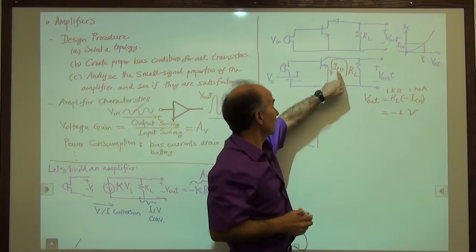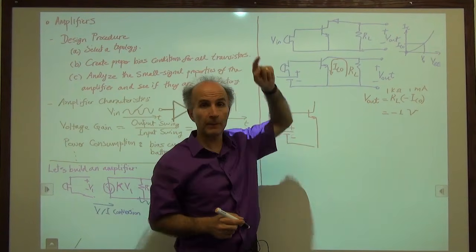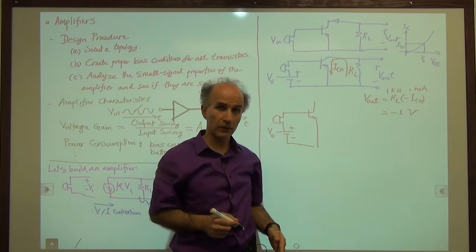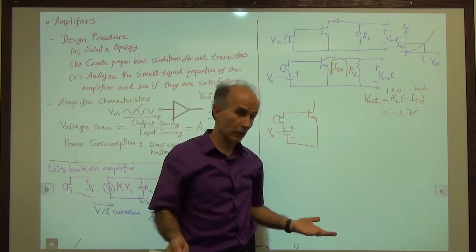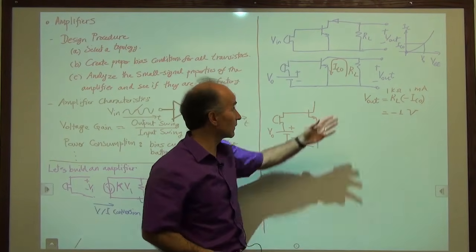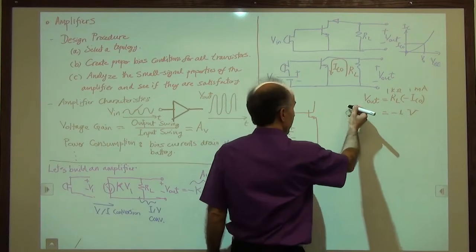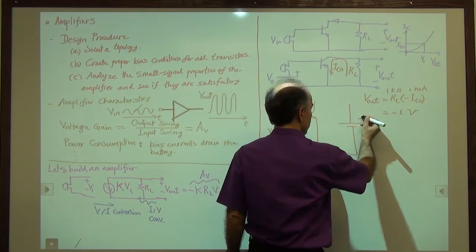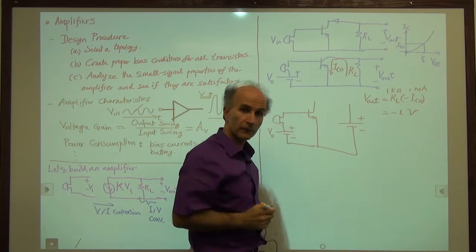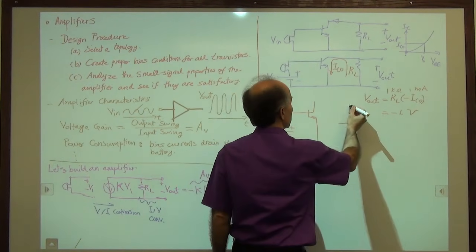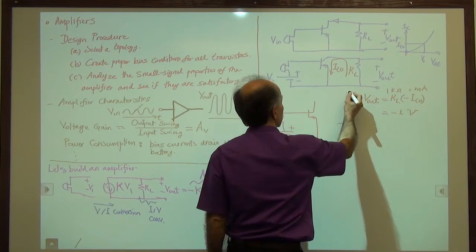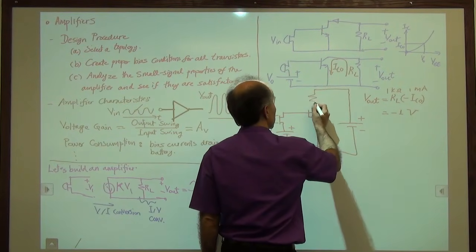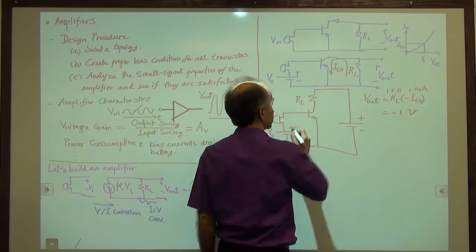And for a current to flow, the current has to go from a positive voltage to a negative voltage. Where do I have a positive voltage? I don't have any positive voltage here in the circuit. So I have to bring another battery that provides that positive voltage, and then use this battery along with a resistor to connect to here, RL.